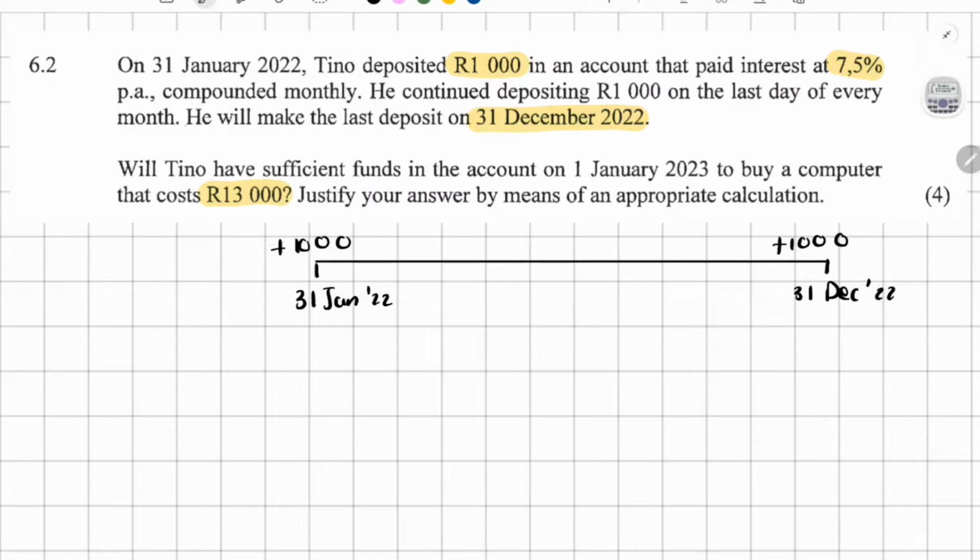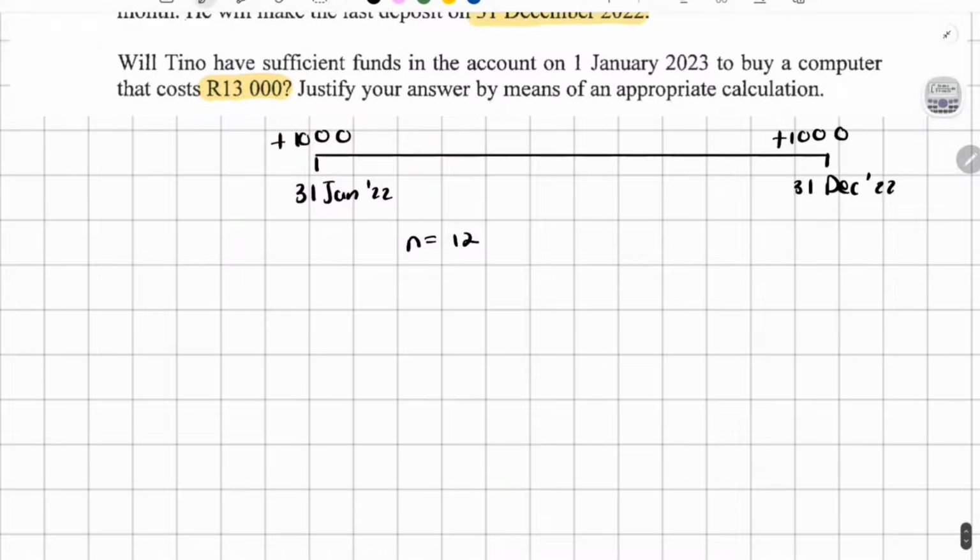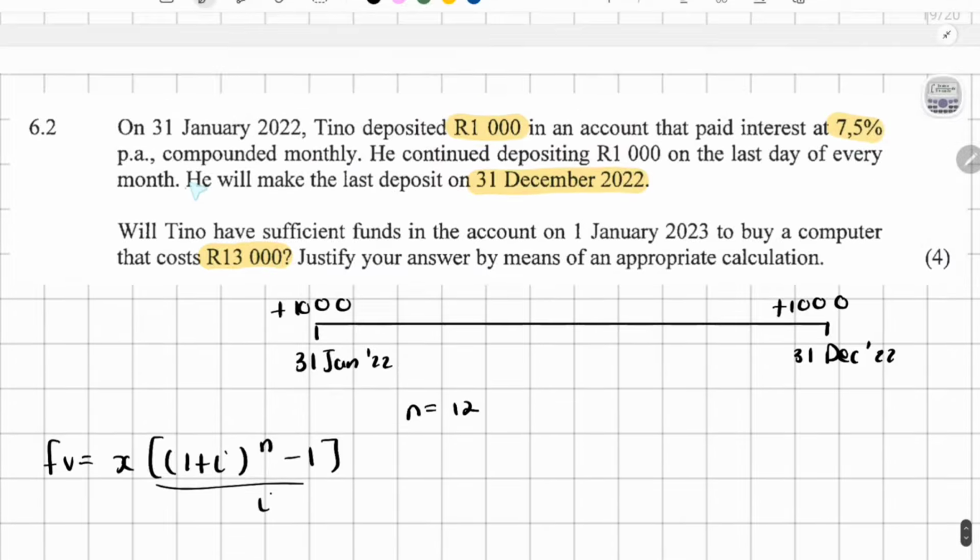Okay, so let's count how many deposits this is going to be. And remember, the number of deposits in your future value formula is your N value. So the number of deposits from the 31st of January to the 31st of December will be a total of 12 deposits, because he's deposited every month. From January to December, there are 12 months. So N is equal to 12. If we write down our future value formula, just so that we know what to look for, it is: X, open bracket, open a small bracket, 1 plus i, raised to the power of n, minus 1, over i.